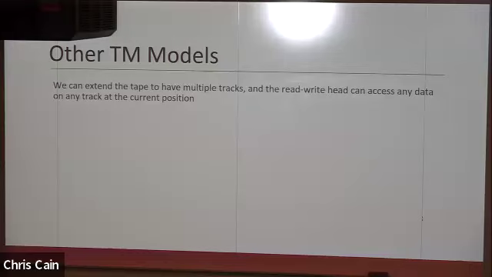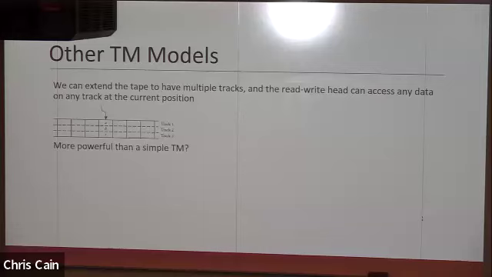But the read-write head is kind of an array now that looks at the value at the current cell and can move left, left, left, right, right, right, etc., but in tandem like that. So we would have something that looks kind of like this. The question I have for you is, is this more powerful than a simple Turing machine with a single tape?